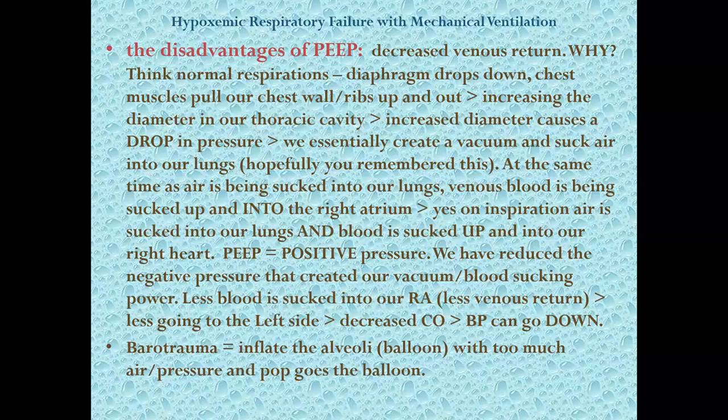Now, normally a PEEP of 3 to 5 is usually not a big deal. However, when you start incrementally increasing it, we've gone up to 7, now we have less venous blood sucked into the right atrium, which means less going to the left atrium. The cardiac output can go down, and so can the blood pressure. What about barotrauma? That was another disadvantage. So, 2 of the disadvantages were decreased venous return, which can ultimately lead to decreased cardiac output.